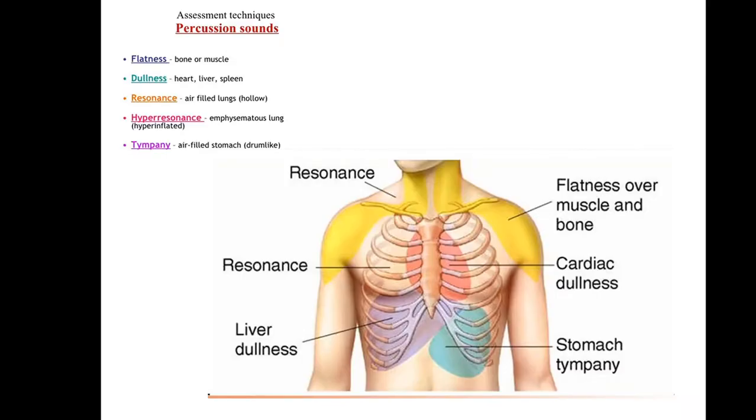Different kinds of organs give us different sounds. For example, if you percuss the lung region, it gives us a resonant sound. If you percuss muscles and bones, it will be a flat sound. Cardiac dullness: all thick organs like the heart, liver and spleen give us a dull sound. Also, we have tympanic sound, which can be detected in the abdominal region, over the stomach.